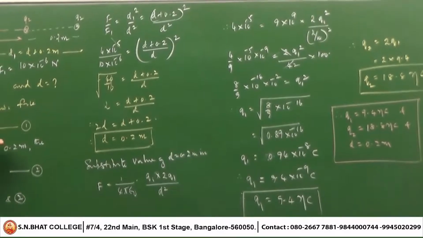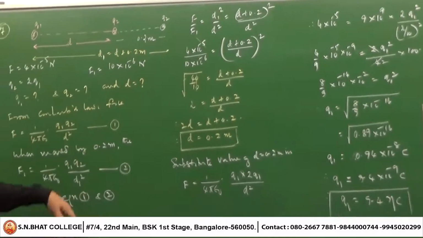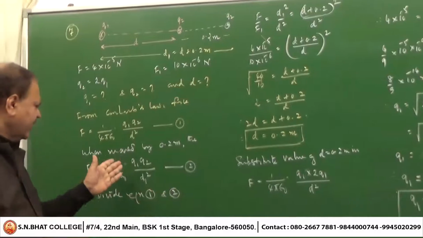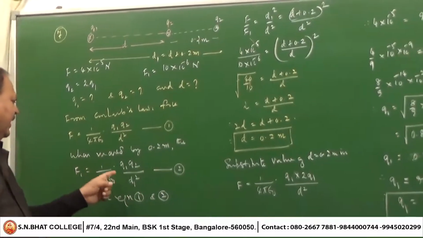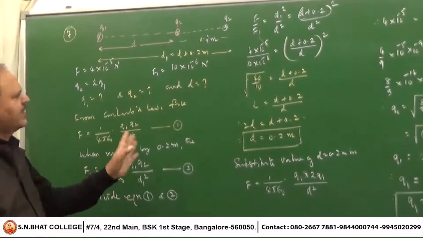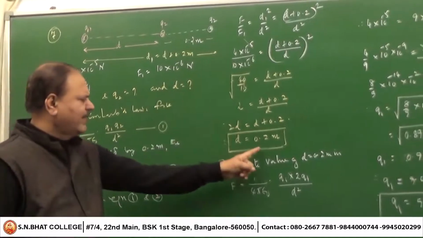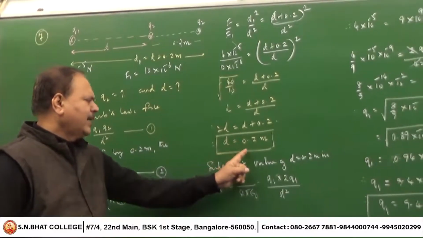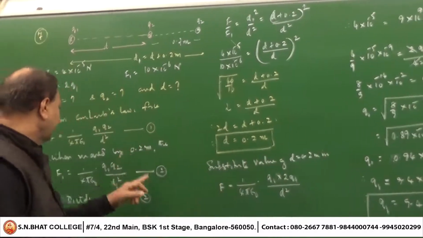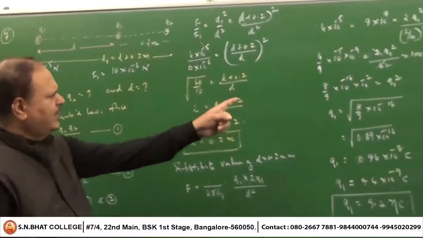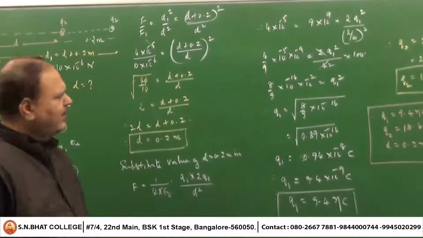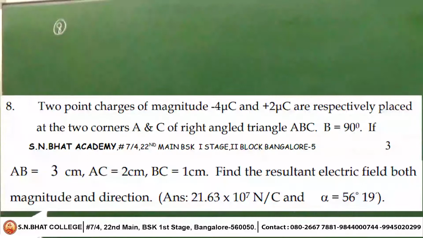You write the equation number 1, then the equation number 2. You directly divide because everything is there as it is. Except D, everything is a constant, and you divide that, you will get the value of D. And then substitute this value in any other simpler equation, so you will get the value of Q1. Very simple thing.